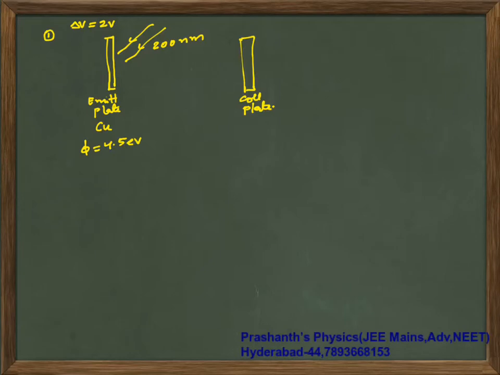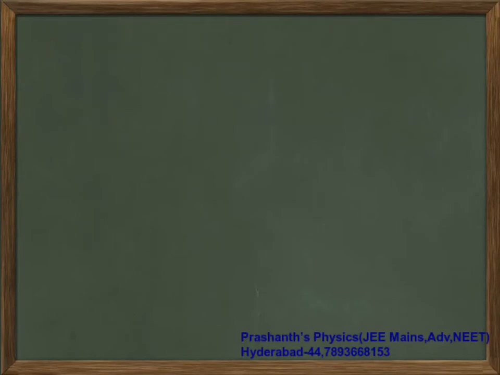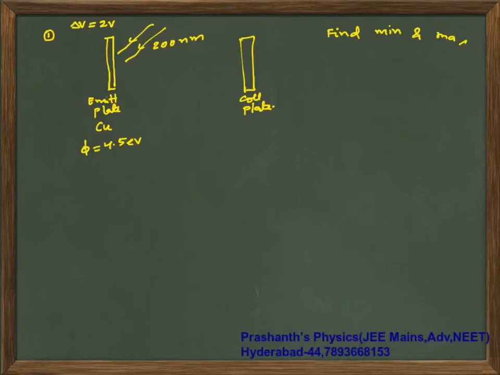What your question is: find minimum and maximum Ke. Find minimum and maximum kinetic energy. Find minimum and max Ke of photoelectrons reaching the collector.